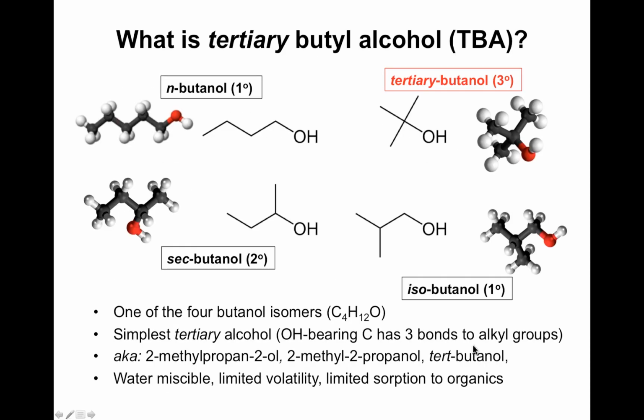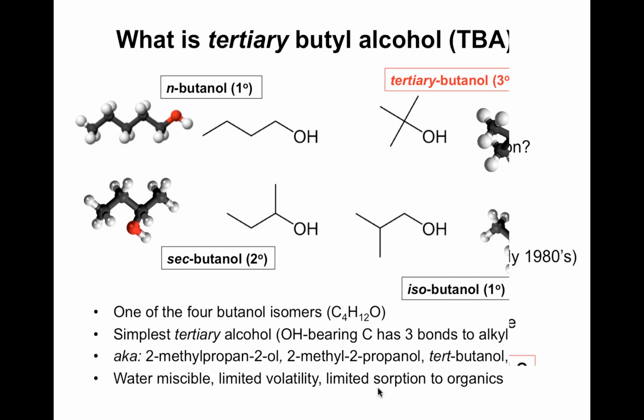So this first slide just gives you an idea of what tertiary butyl alcohol is. It's one of the 4 butanol isomers, all of which is shown there. It is the simplest tertiary alcohol. Goes by a whole series of other names, 2-methylpropanol, terbutanol, etc. Its physical properties, though, it's very, very water miscible, infinitely soluble in water, has a very low volatility and limited absorption to organics. So very distinctly different from a lot of the gasoline components that it's often found associated with.